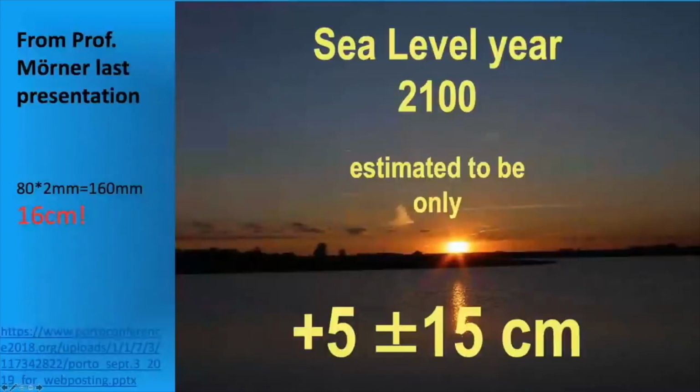Because in the last conference that Professor Morner showed us in 2019, some months before the COVID pandemic, it was one of the last slides he showed. He believed that sea level could rise, as you see, 5 centimeters to 15 centimeters. This account could give about 16 centimeters by the end of this century. So nothing of the catastrophic views we are used to hearing.